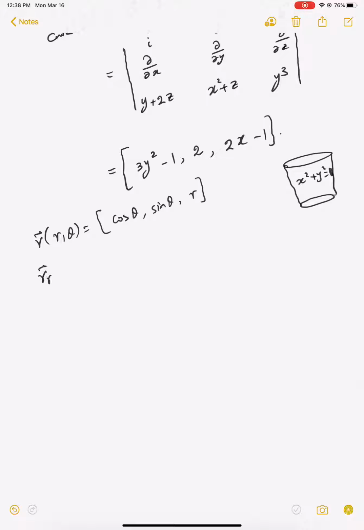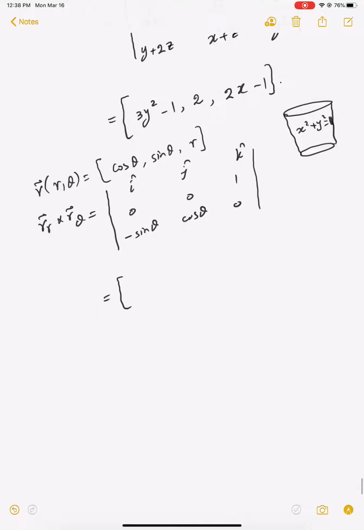Now you compute r sub r cross r sub theta. That's the normal vector, remember? So i, j, k. R sub r is 0, 0, 1. R sub theta is minus sine theta, cosine theta, 0. So when you compute this, what is with i? With i, it's minus cosine theta. With j, it's minus sine theta. And with k, it is just 0. Okay, so this is your normal vector.